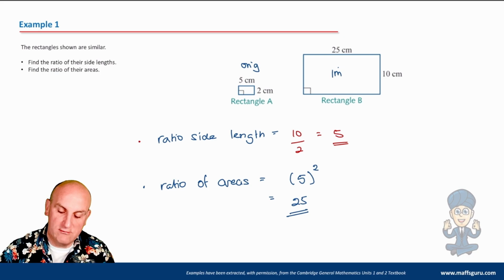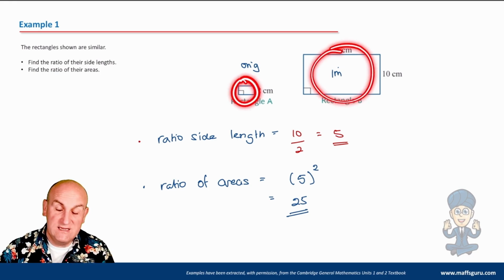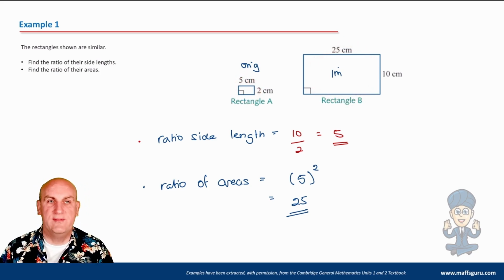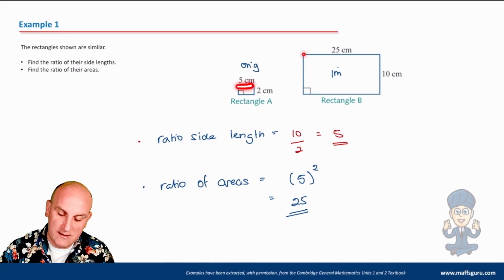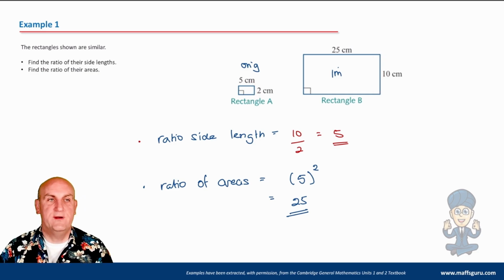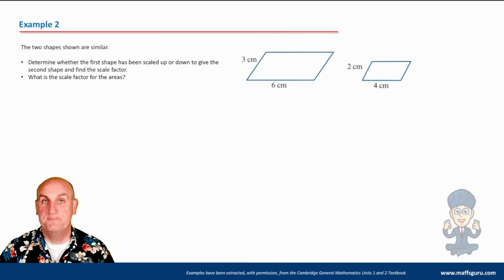And that means that the area of this one is 25 times bigger than the area of that one. And again, because I've multiplied that by 5, and I've multiplied that by 5, 5 times 5 is 25, just in case you wanted a different way.